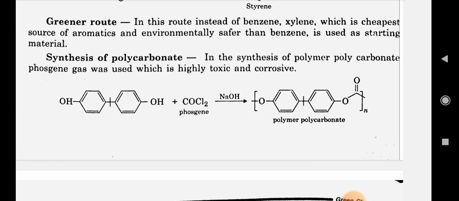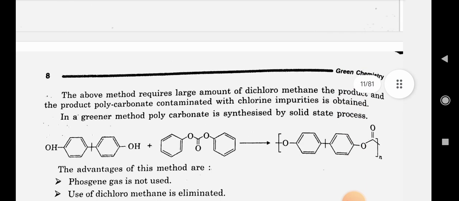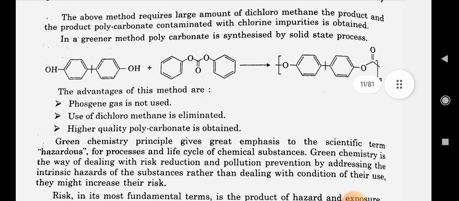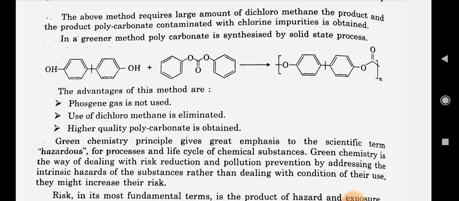Synthesis of polycarbonate. In this synthesis of the polymer polycarbonate, phosgene gas was used, which is highly toxic and corrosive. The above method requires a large amount of dichloromethane, and the product polycarbonate contaminated with chlorine impurities is obtained. In a greener method, polycarbonate is synthesized by a solid state process. The advantages of these methods are: phosgene gas is not used, use of dichloromethane is eliminated, and higher quality polycarbonate is obtained.